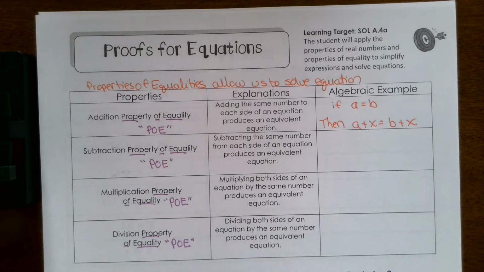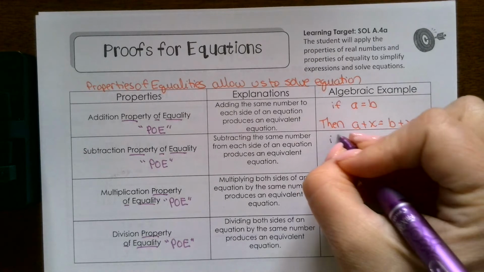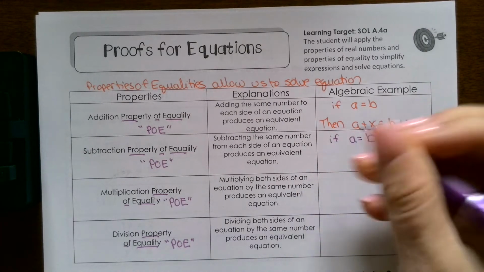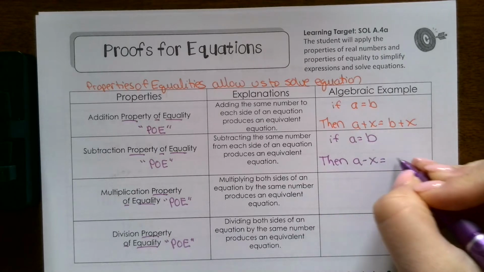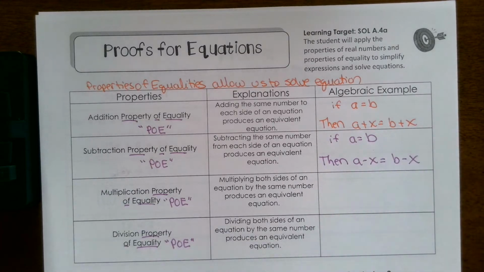The subtraction property, very similar. If I subtract the same number from each side of an equation, it will produce an equivalent equation. If A equals B, again, we'll start there, then A minus X will equal B minus X.